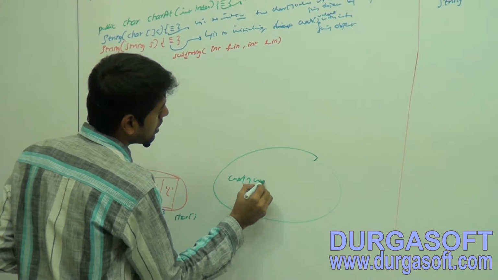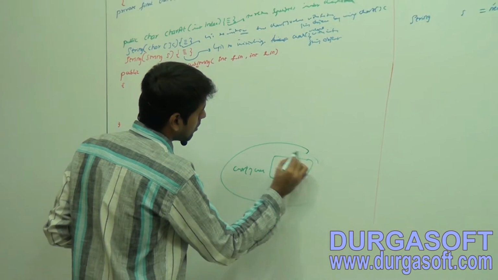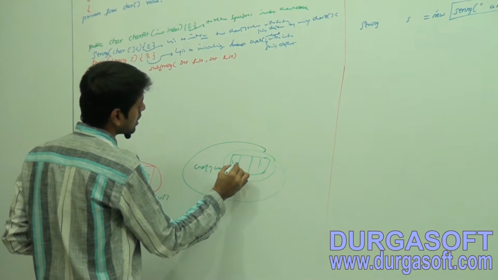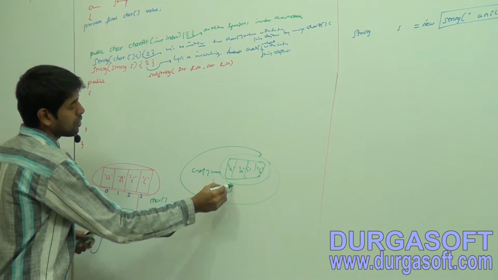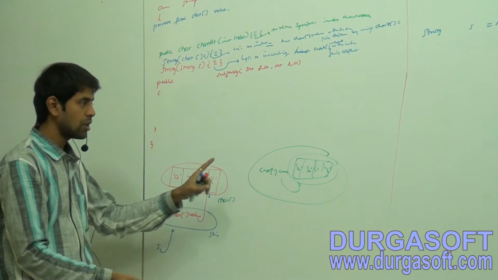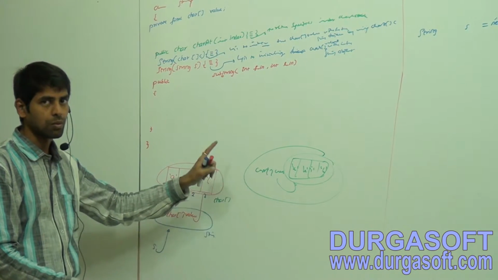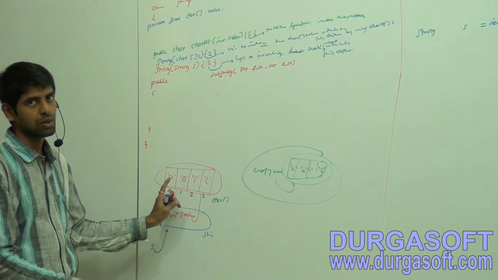But to make the explanation simple, I'm just writing that one outside, like this. Actually it should be in this format. To make the thing simple, I'm writing it in this way. Understand?